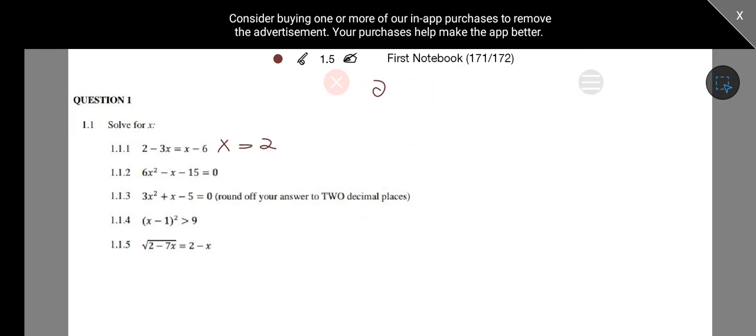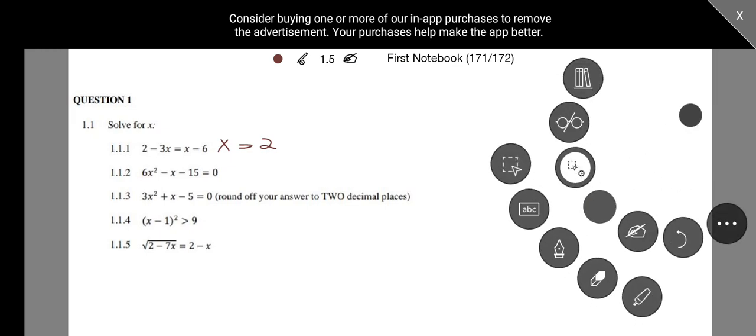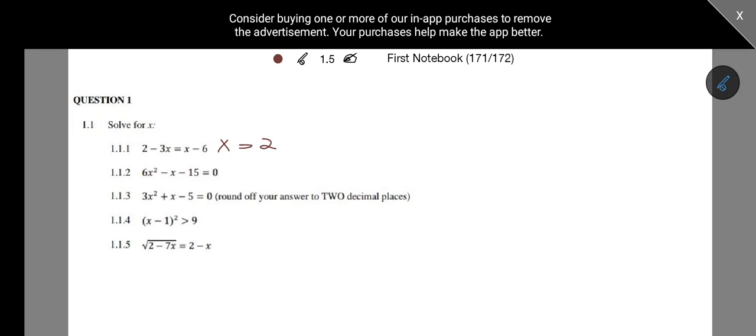The second one is still a quadratic equation. Okay, so we're going to solve it. 6x squared plus, that's minus x, right? Minus x minus 15 is equal to 0. So you could have solved this using the quadratic formula, but I'm going to factorize it. So if you factorize it, you must find that at the end you must have the factors. Okay, let's just do it.